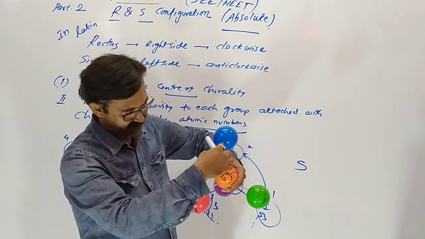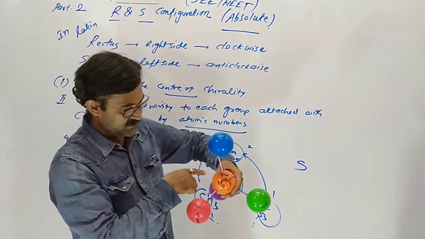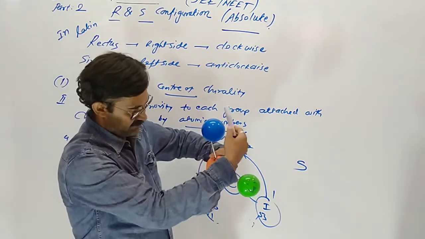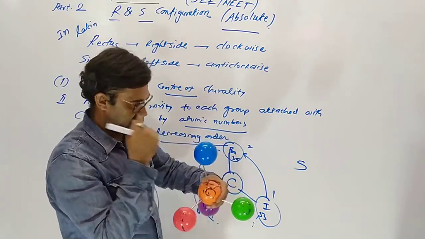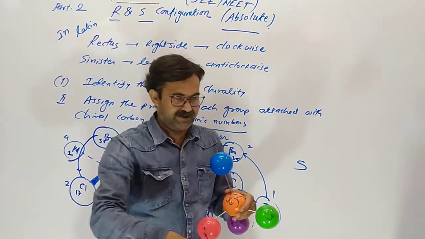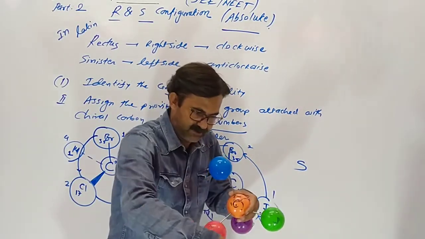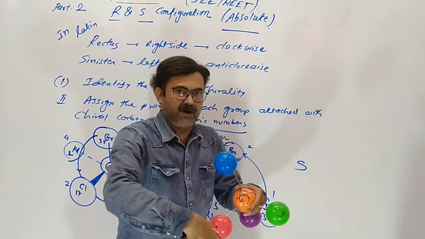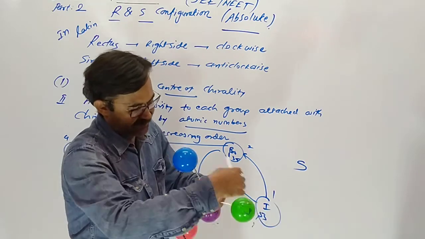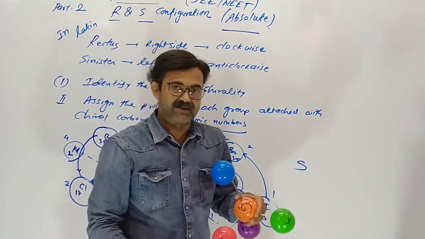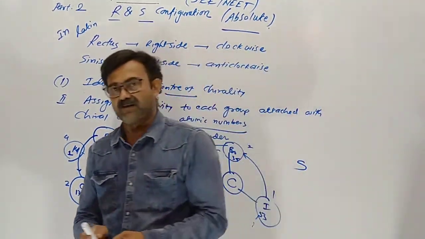then in reading 1, 2 and 3 comes in the other direction. Number 4 should be behind the plane and 1, 2, 3 at the plane. In reading, if it comes clockwise, so R. If it comes anti-clockwise, then S. Clockwise means 1, 2, 3 comes clockwise in reading, so R configuration. If it comes 1, 2, 3 anti-clockwise in reading, then it will be S, sinister. Understood? This is the configuration.